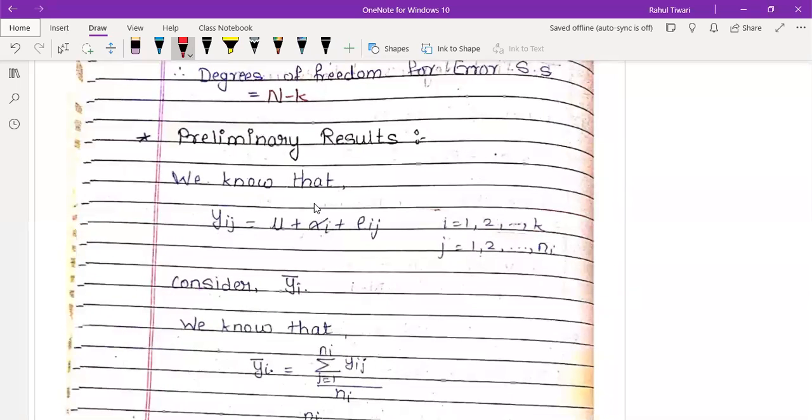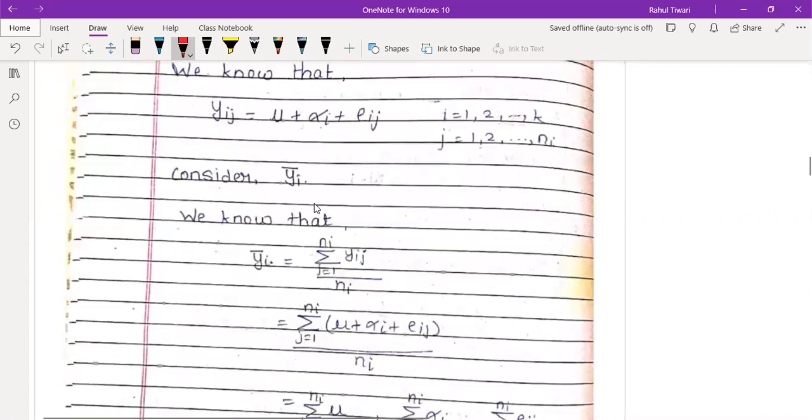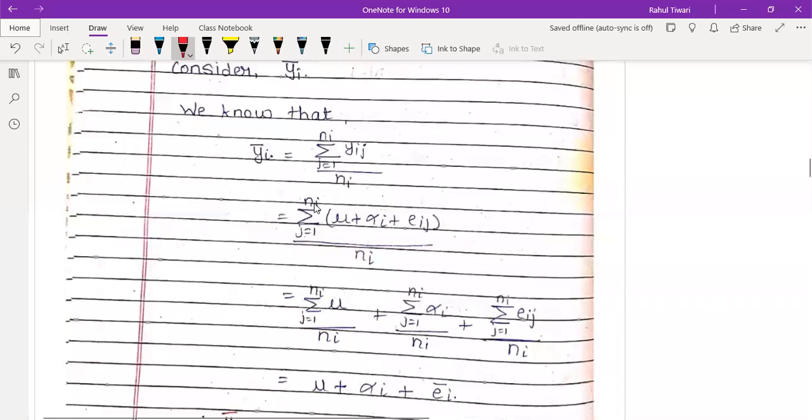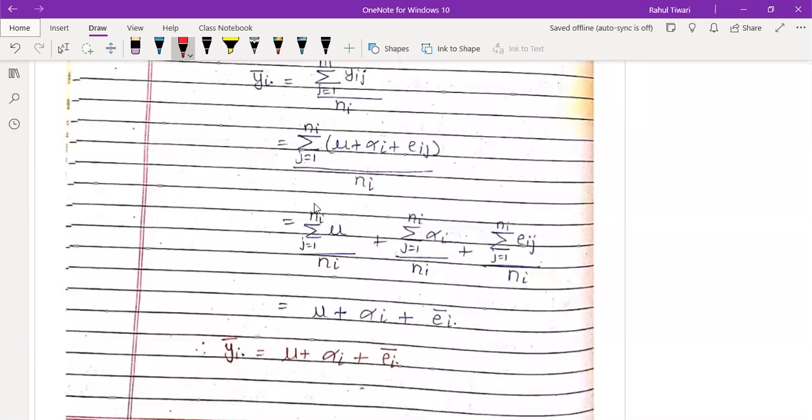Now there are preliminary results, meaning you can have a recap of that, like y bar. This is your model, y bar i. You already know that. Substitute these values here, and you will get this. Just divide all this. What is this? Summation over j and i independent. N i and i get cancelled, left with mu. What about this quantity?